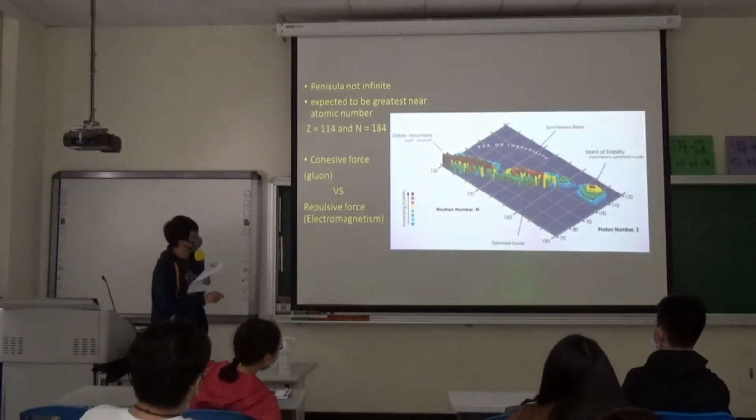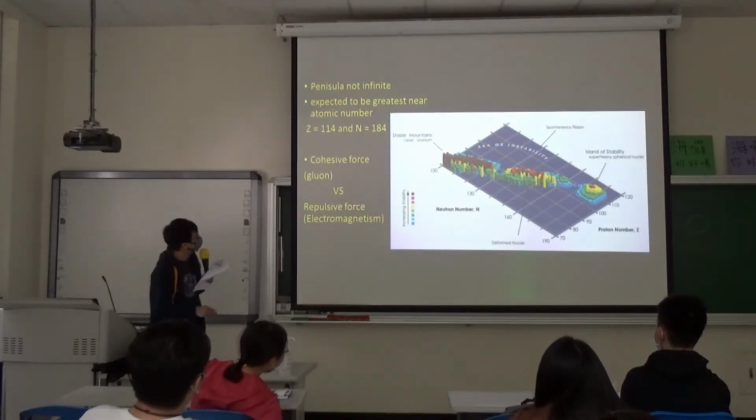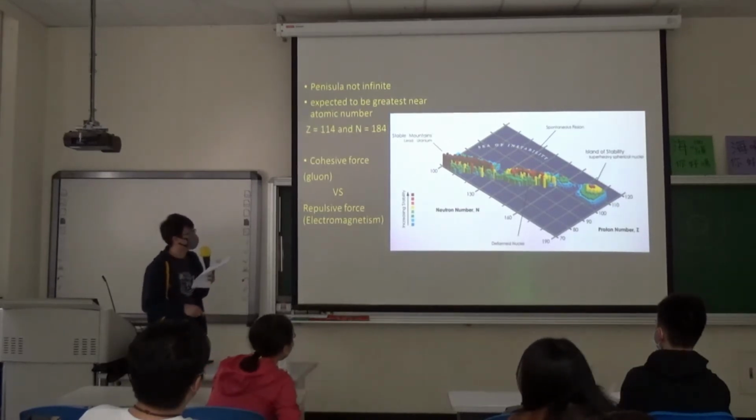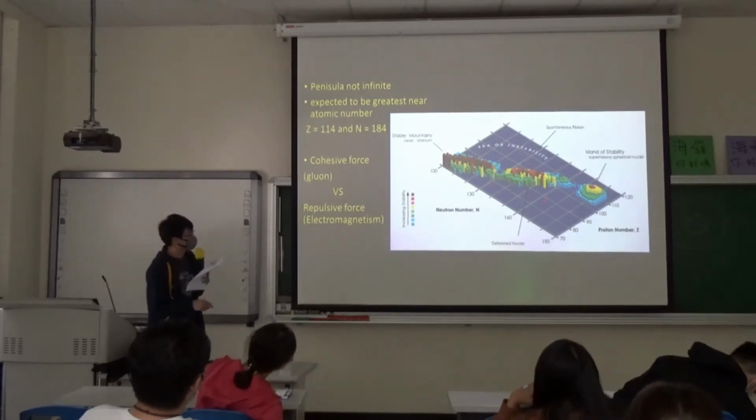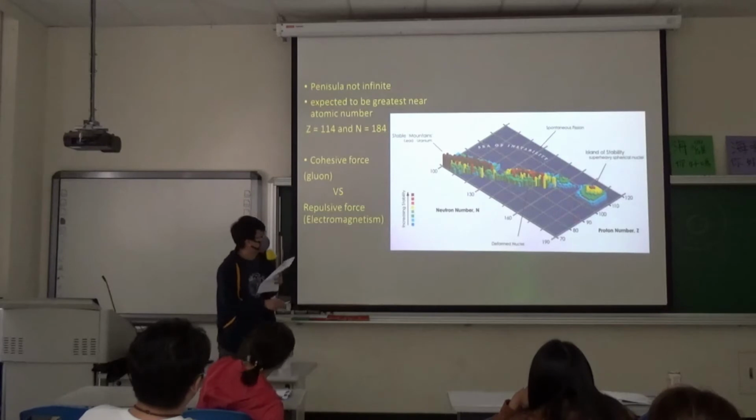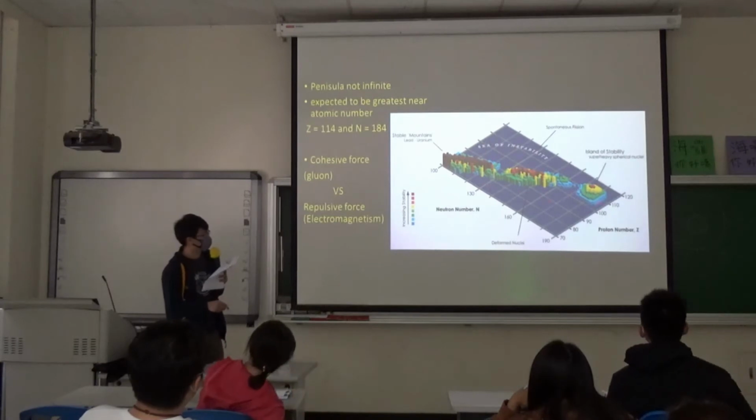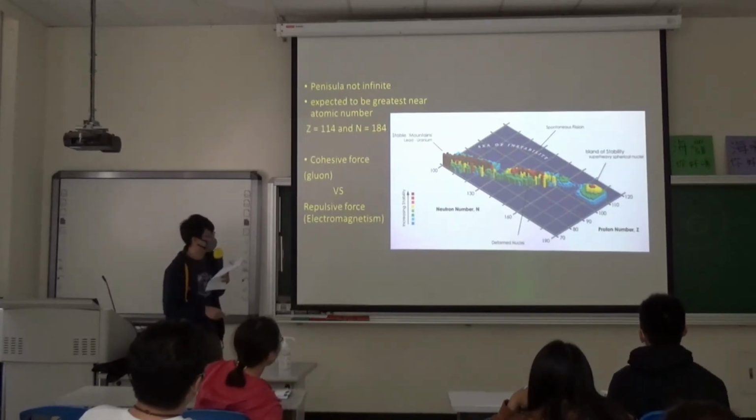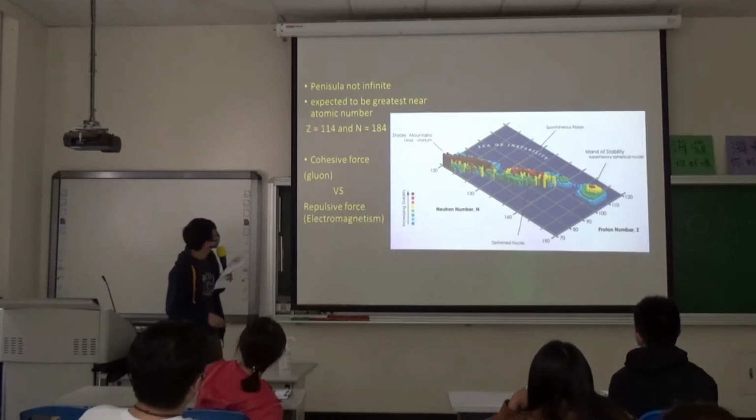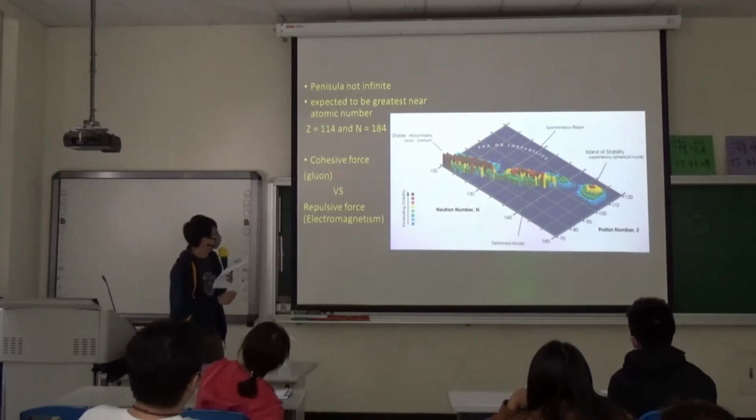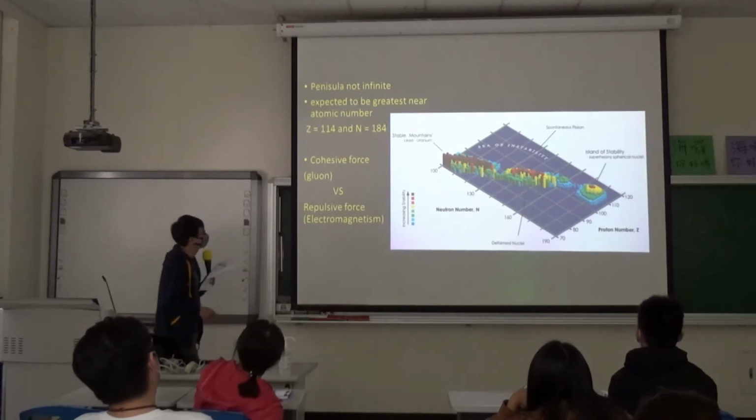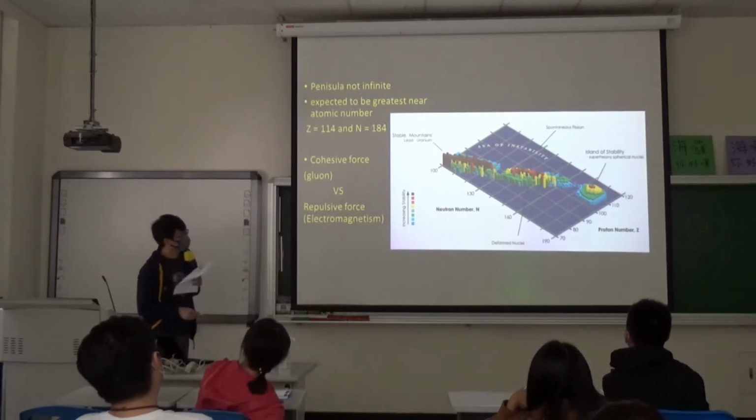This part we call the peninsula. In Chinese it's called 半岛. This diagram is used to predict the island of stability, because this island is not yet defined. It is only a prediction by scientists, and it is predicted to be about this big in here.